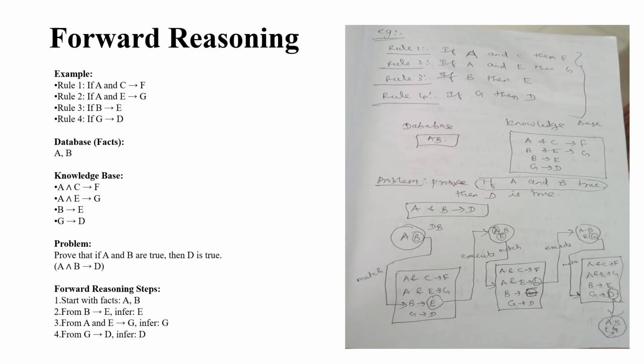Now, is there a rule with A and B together? No, we don't have A and B. But is A alone there for connecting? No, we have A, but it is connected like A and C, and then A and E. So we cannot connect over here. What is the other possible connection? B only. So B implies E. That extends to E.